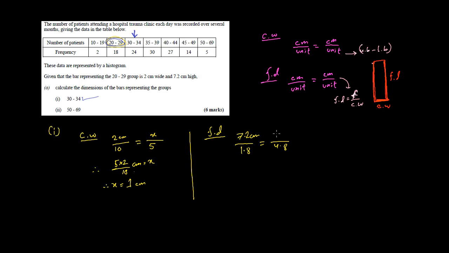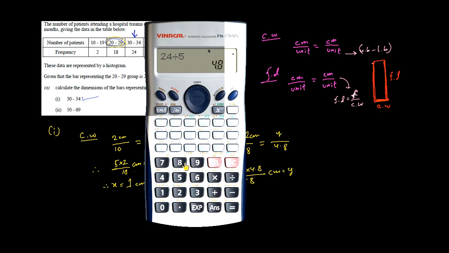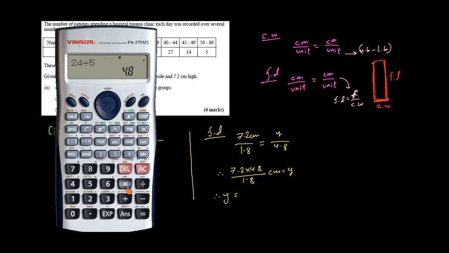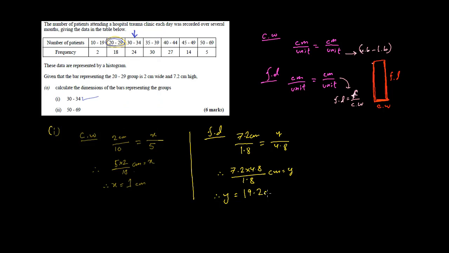So the unknown now, the height, let me call this y. Therefore 7.2 into 4.8 divided by 1.8 centimeter is the height. Therefore y equals 4.8 into 7.2 divided by 1.8, which is 19.2 centimeter. That's the dimension.